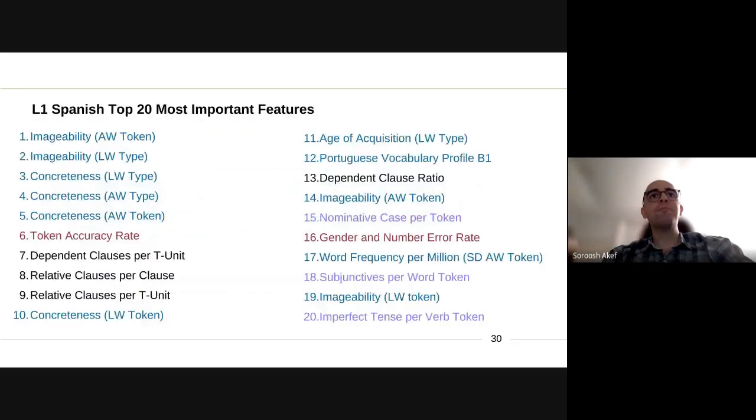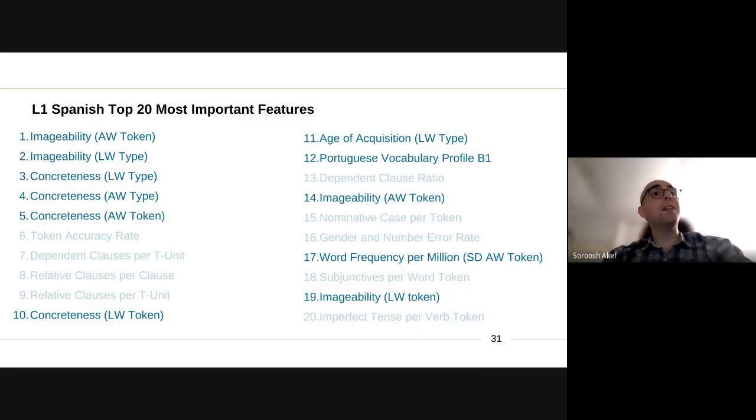from the data. Then when we looked at the top 20 most important features for the L1 Spanish model, you can see here it seems like lexical features play a bigger role. So we have imageability, that is how quickly a word conjures an image in your mind. So for example, chair is very imageable, but ethics is less imageable. Concreteness is also highly correlated with imageability.